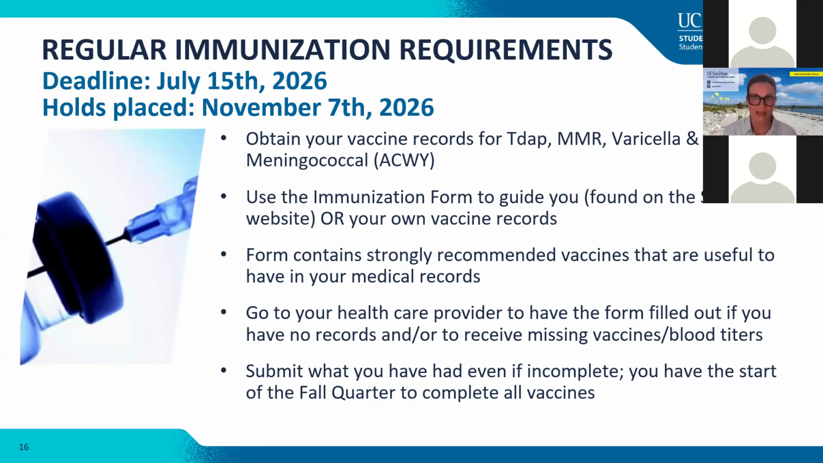We need you to get all your vaccine records, and that's best done well before you come to school. You can use our form to guide you or use your own records. Your healthcare provider is a great source of information. They will hopefully have your past records of vaccine shots, and if you're missing anything, they may recommend and order blood tests and titers. And please submit even if you are incomplete. Just get as much in as you can, and then you can communicate with us if you have updated doses.